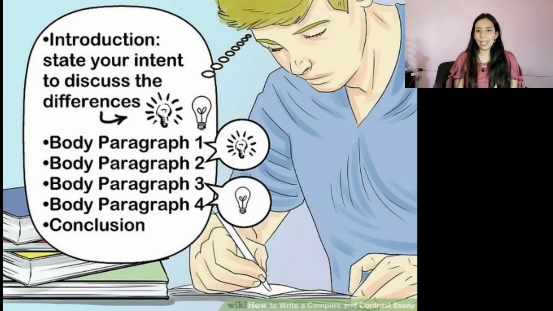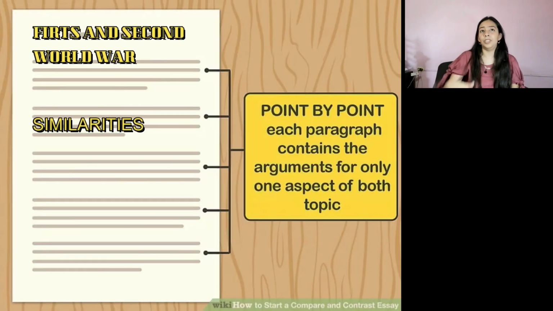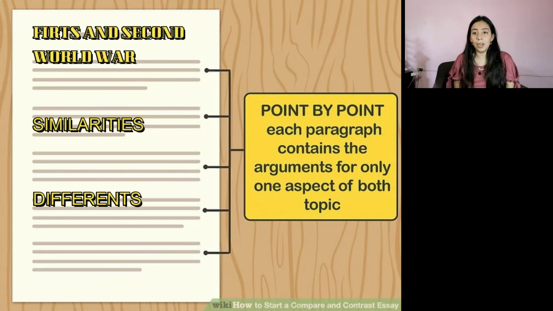You have to remember that inside of the body paragraph there is another structure that has a topic sentence, a body that develops the topic sentence, and a conclusion. So in the compare and contrast essay, it's important to give every paragraph a topic sentence, and as we are doing point by point, we will develop some topic sentence point by point. For example, the similarities of the First and the Second World War, and in the other paragraph we will develop the differences between the Second and the First World War.